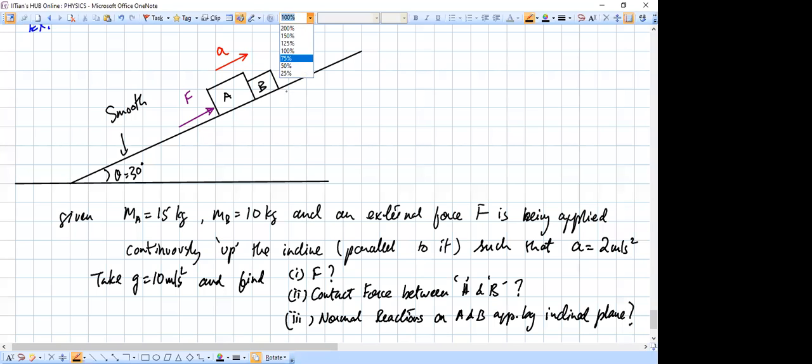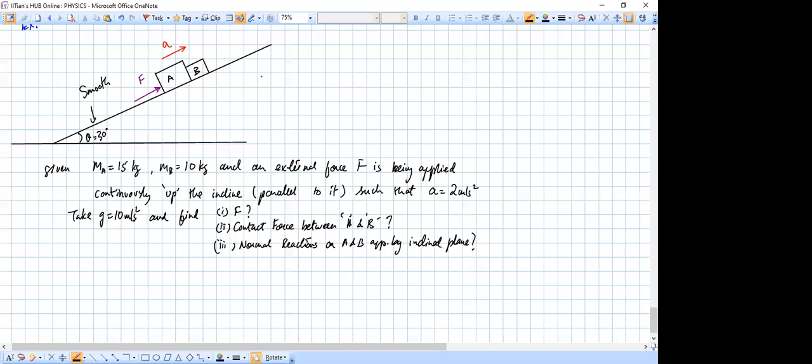Now the first hint to you is that A and B are accelerating together, no? They have a common acceleration, so you can combine them into a single body. It becomes a single body of 25 kg, which you are pushing up the inclined plane. So उस पे net force up the inclined plane कितना हो जाएगा? F minus mg sin theta, where m is the combined mass. That should be equal to ma. So just apply that.